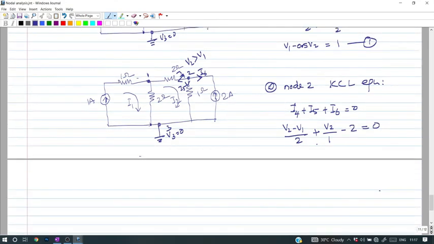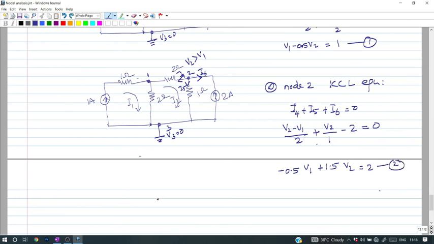Now similar to the earlier case, we can separate the coefficients of V1 and V2. What is the coefficient of V1? It is coming as minus 0.5. And what is the coefficient of V2? Here 1 by 2, that is 0.5, is coming. Here 1 is coming. So its coefficient is 1.5 V2 and here 2 will come. So this is your equation number 2.